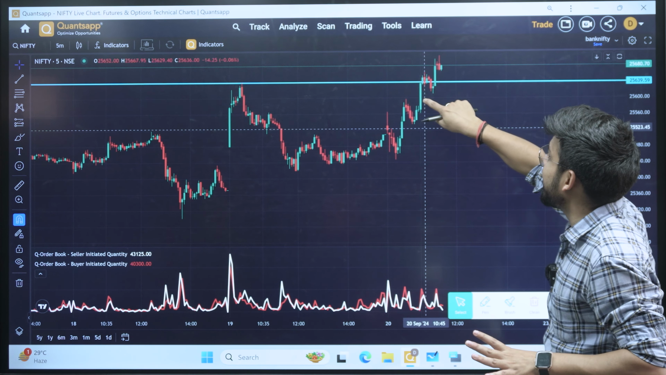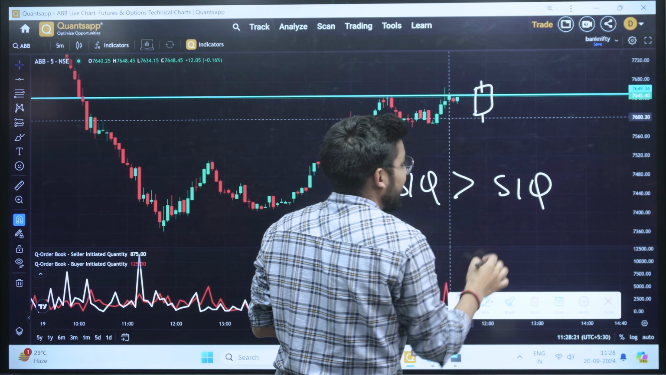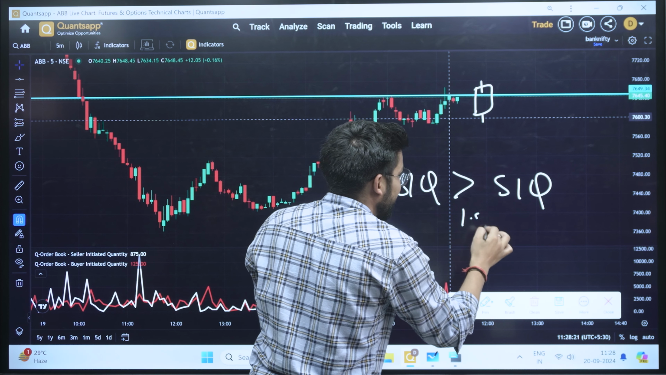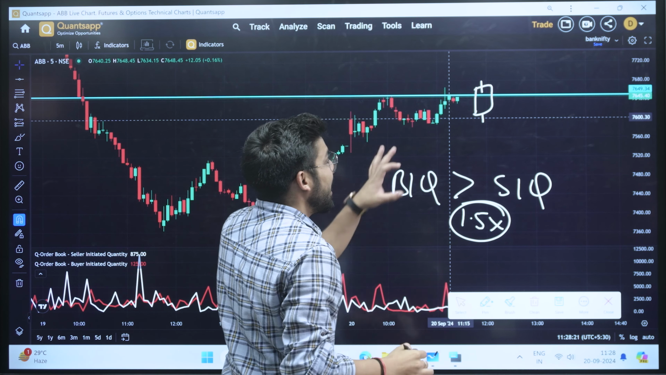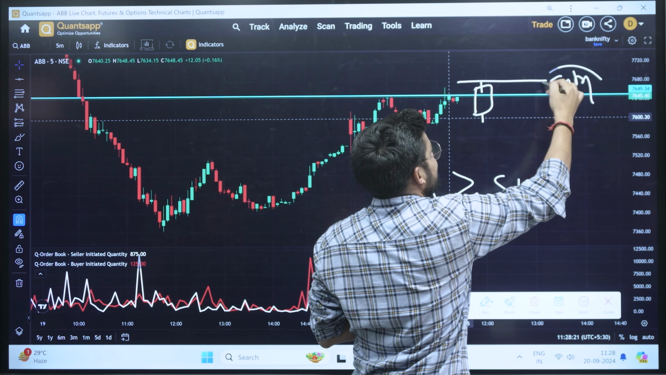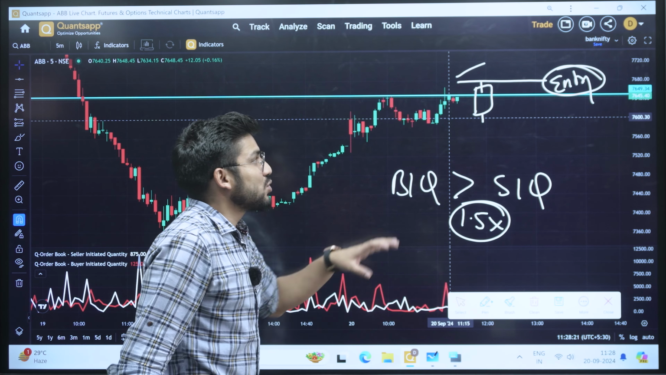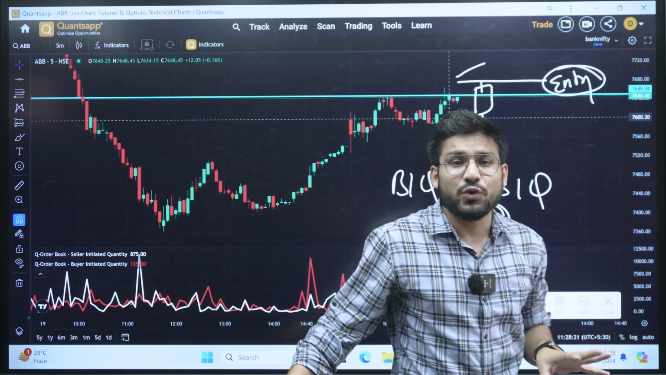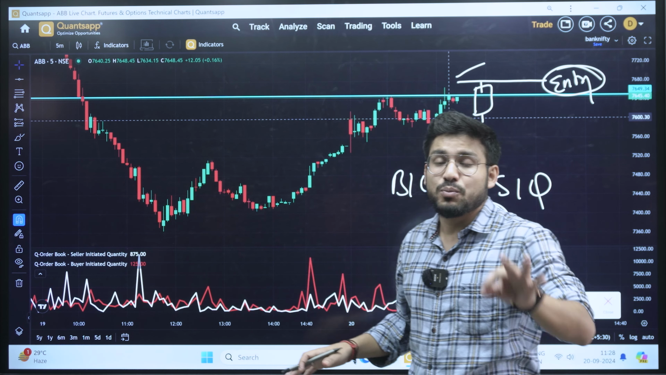Now at any point of time, if a candle breaks it out like this, and again my BIQ is greater than SIQ, the seller initiated quantity, and more than 1.5 times, then at that time I'll initiate my entry. I'll mark the high of this candle and make the entry in this particular trade. So this is how you can trade with the order flow data, and that will provide you much accuracy in your trading journey.